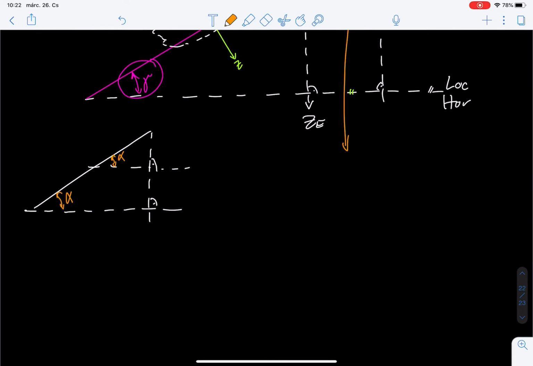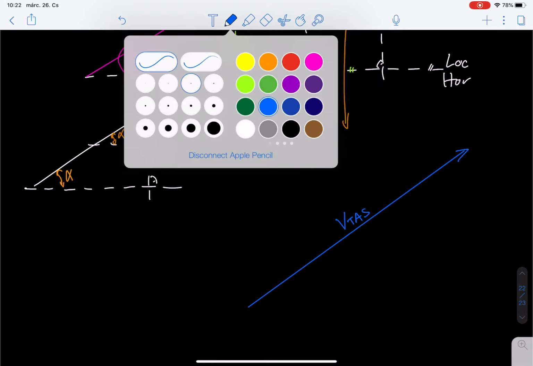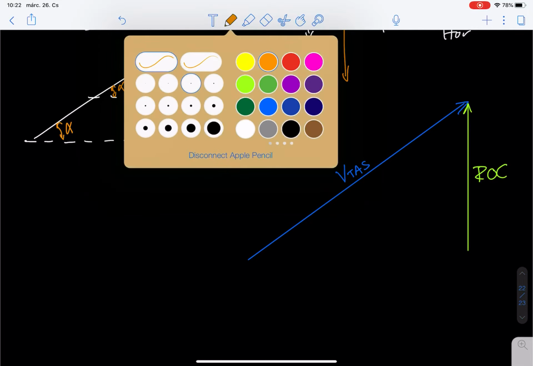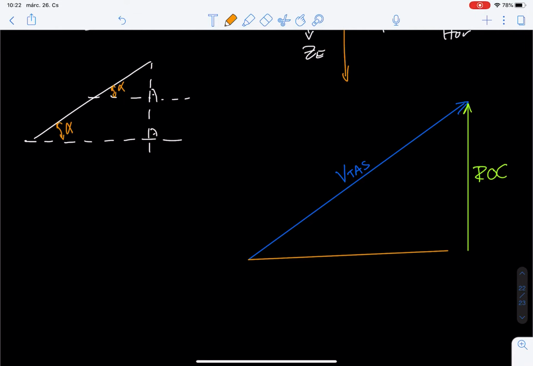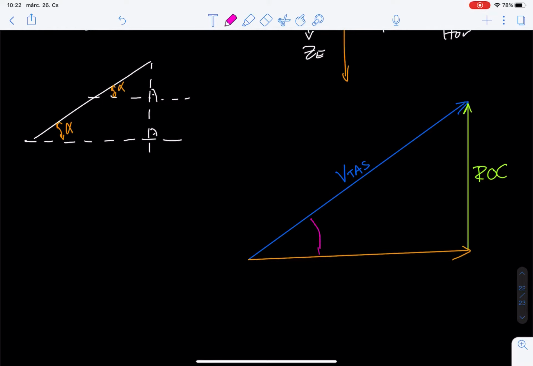Okay, so we said that we have the true airspeed, which looks like this. True airspeed, or actually let's index it with Vtas. You have the rate of climb, which is the vertical component, and so this is the rate of climb. And you also have the horizontal component, which looks like this. And of course, the angle between the horizontal component and the true airspeed is basically the angle of climb.